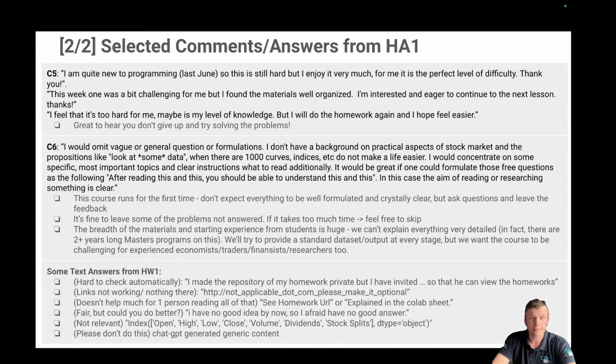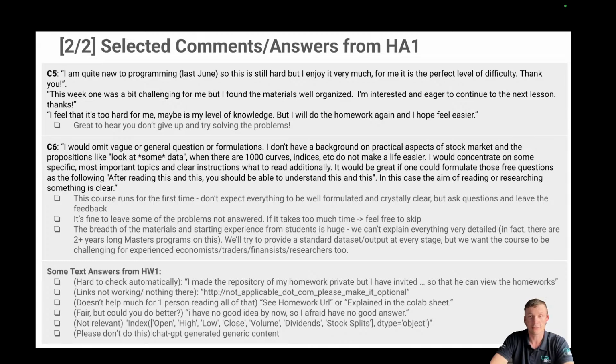And there are some selected text answers from homework that I want to share. I made the repository of my homework private, but I have invited Alexei so that he can view the homeworks. I'm the only one who reads your submissions, so if you provide links, and especially if you provide links to the private homeworks, I won't go and check those.